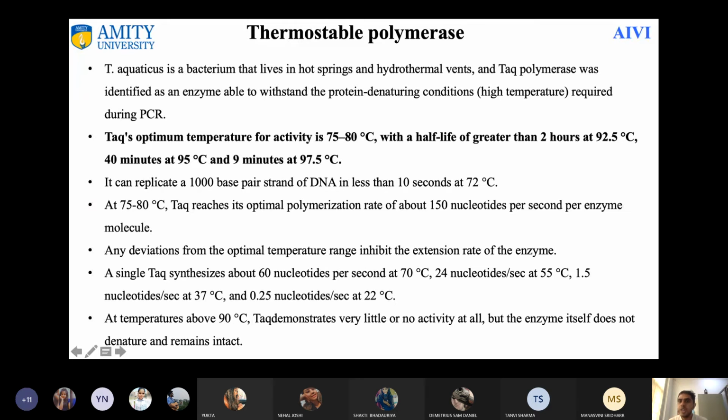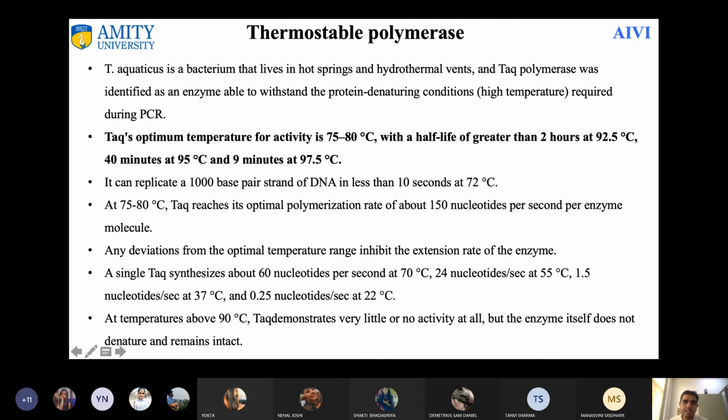It means if you heat this enzyme at 92 or 92.5 degrees Celsius, this enzyme is going to be stable up to 2 hours. And if you heat at 95 degrees Celsius, it is going to remain stable for 40 minutes. If you heat at 97.5, then it is going to remain stable up to 9 minutes. So it can withstand a very high temperature for quite a long time.